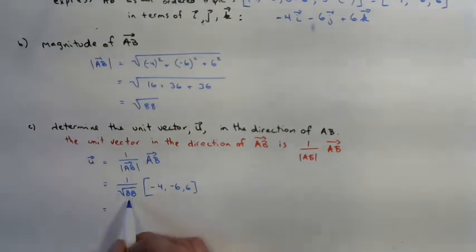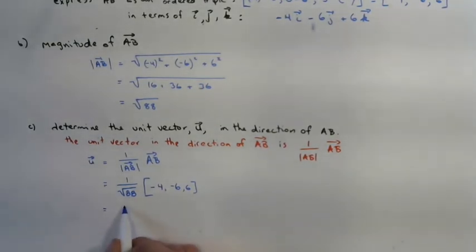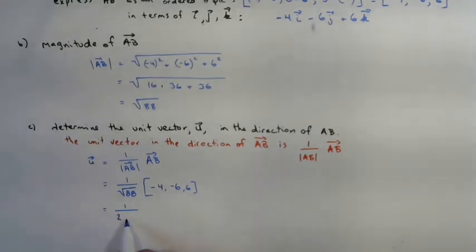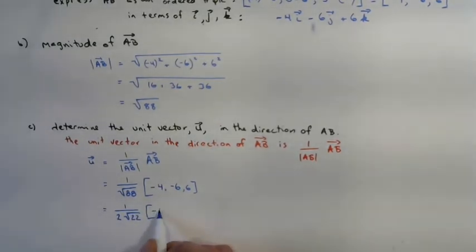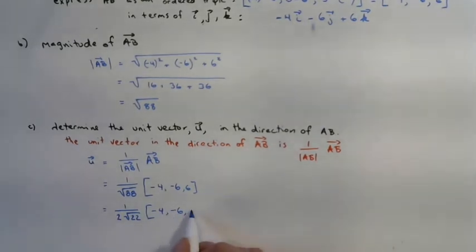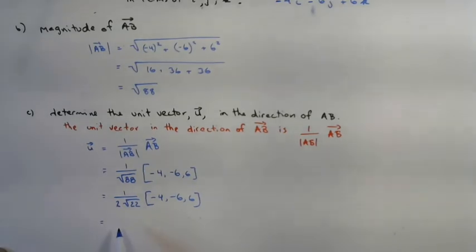I see I can pull out a square from this. I can pull out 4. So this is radical 4 times radical 22. So I have 1 over, and radical 4 is going to reduce to 2, because 2 is the square root of 4. And in here we have radical 22 still. Copy down my vector AB. And now I'm going to distribute and reduce at the same time.